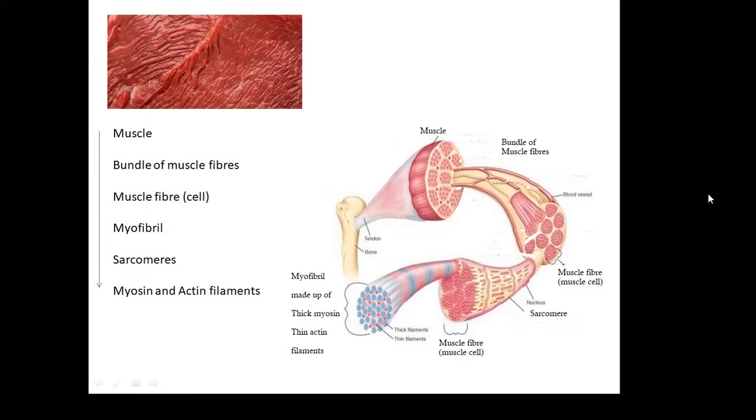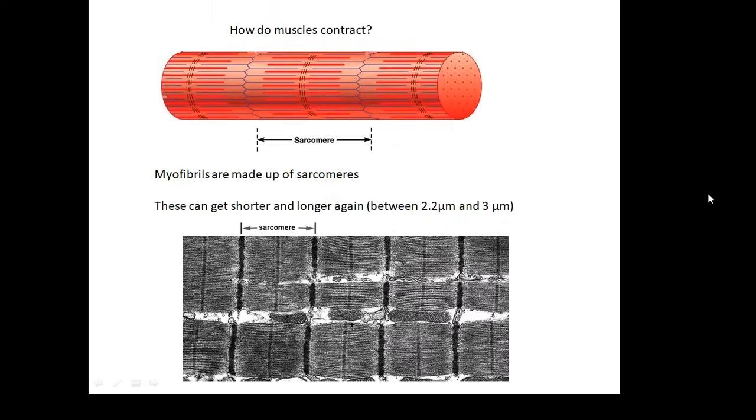So be able to describe the structure of muscles. Muscles, bundles of fibres, each fibre is a muscle cell. Myofibrils, sarcomeres, myosin and actin filaments. Here's a sarcomere. So how do muscles contract?